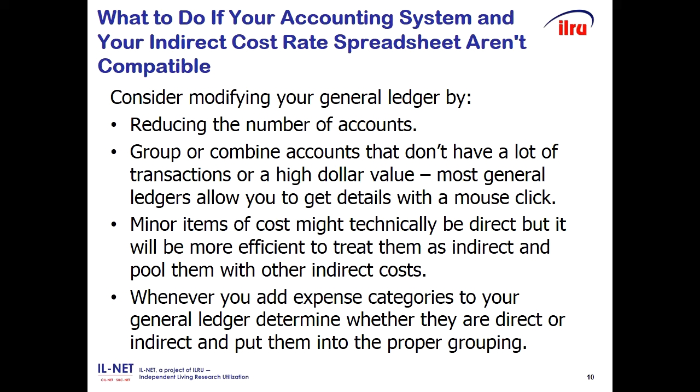So whenever you add an expense account, and sometimes there are legitimate cases where you have a different type of expense account that you haven't incurred before, be thoughtful about whether it's direct or indirect and make sure it goes into the proper grouping. And I would add to that, challenge whether you really need to add another account. If it's large but infrequent, can it be combined with a miscellaneous account? If it's small, again, can it be combined with another account?